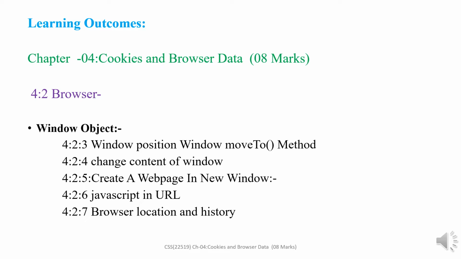In the previous videos we have learned about the window object's window open method. Now we are going to learn about other window objects: window position, window move to method, change content of window, create a web page in a new window, JavaScript in URL, and browser location and history. These are today's video's learning outcomes.